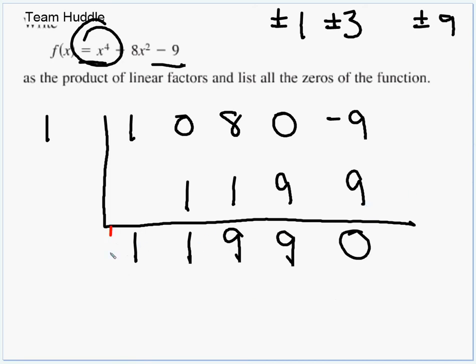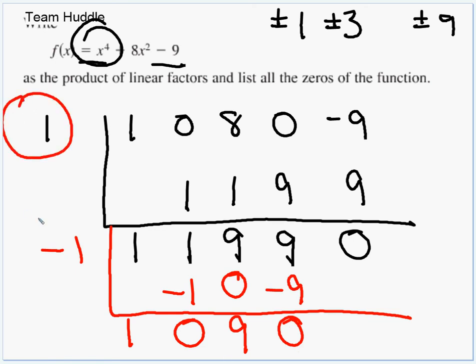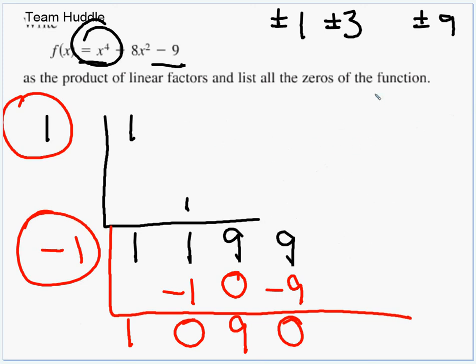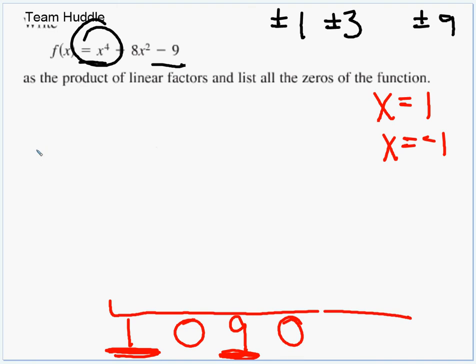So I'm going to switch to red ink. Let's try a negative 1. Bring down my 1 and multiply and add and multiply and add and multiply and add. There it is. We got another solution. So 1 worked, negative 1 worked. Let me start a little list over here. So x equals 1, x equals negative 1, and now what we're left with is 1x squared plus 9. So after our division, we got an x squared plus 9.